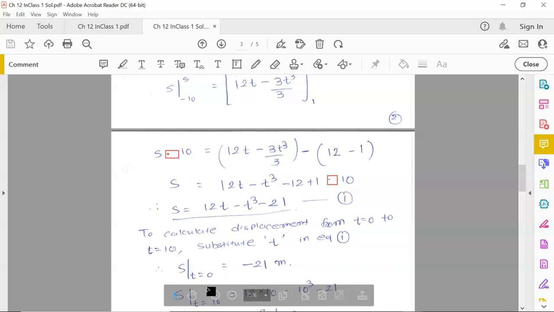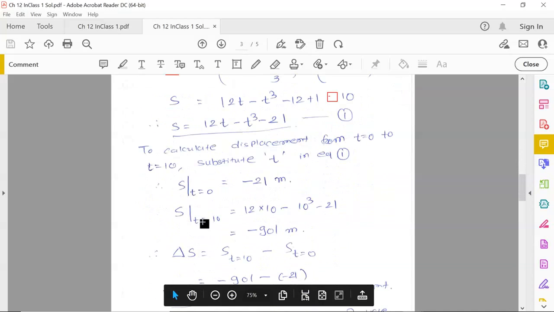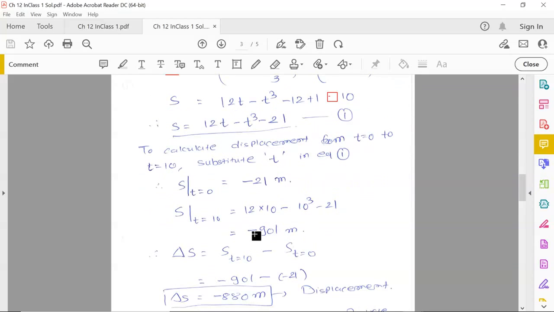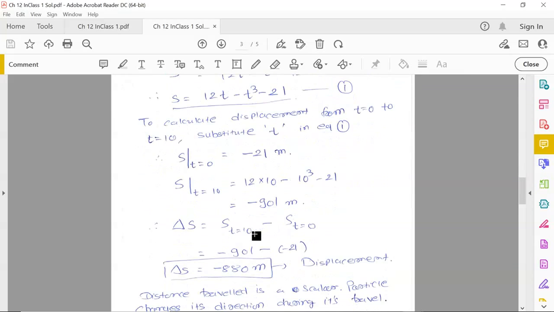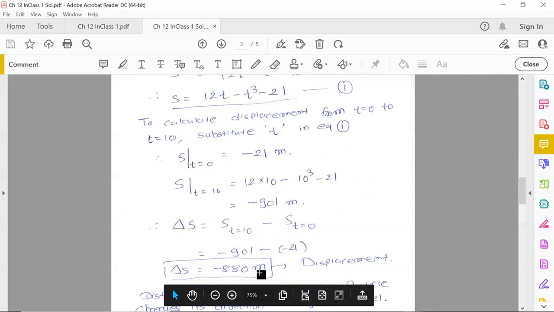Now in that position function, t equal to 0 is substituted, which gives minus 21, as you can see from the equation, and t equal to 10 gives us minus 901 meters. And displacement is the difference between these two only, which is final position minus initial position. That's minus 880 meters. The negative sign indicates that the particle has traveled towards the left.